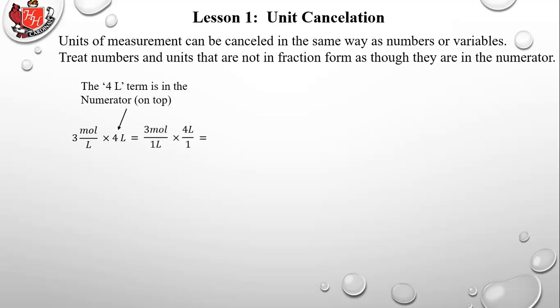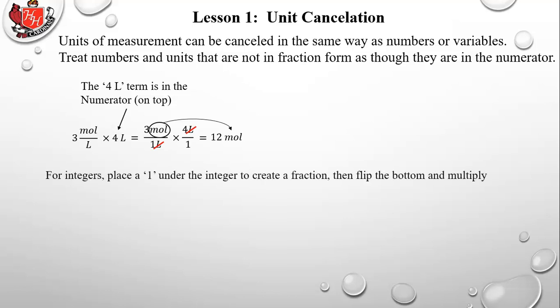So now what we could do is 3 moles per liter means 3 moles for every 1 liter. So you can make that a fraction like that: 3 moles over 1 liter, and the 4 liters over 1. You just turn it into a fraction. Now the unit of measure liters can be canceled across the multiplication sign like that. And the only unit you have left is moles. So that's going to be in your final answer. And so 3 times 4 is 12, and moles is the unit in your final answer. Any units that have not been canceled out will have to go in your final answer.